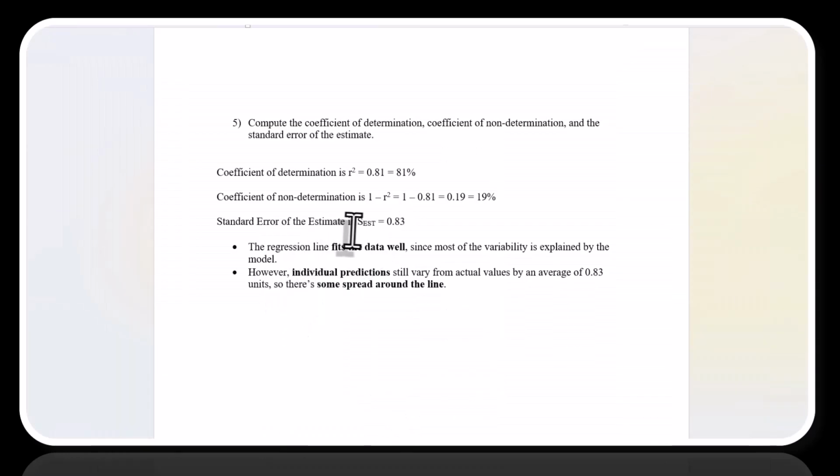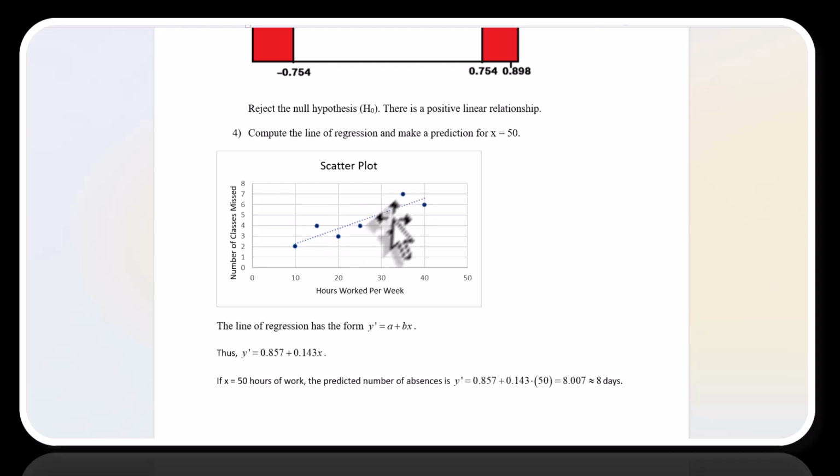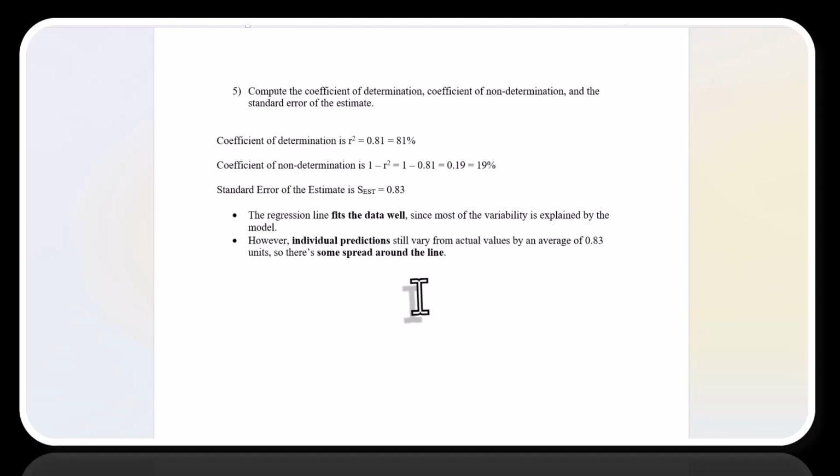And this basically helps us estimate how spread out the original data values are from the line of regression. And so what we can state is that the regression line fits the data well. Most of the variability is explained by the model. However, there are some individual predictions that vary from our average of 0.83 units. So we do have a little bit of spread around the line. But overall, it's a good model to make predictions.